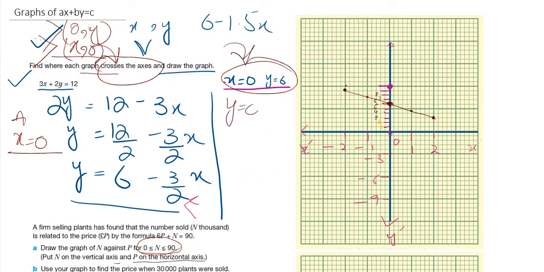And next, you have to put y equal to 0 and take out the value of x. If we put y equal to 0, your x value will be 4.